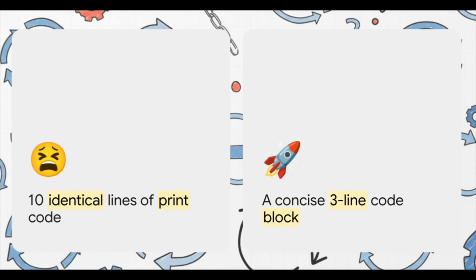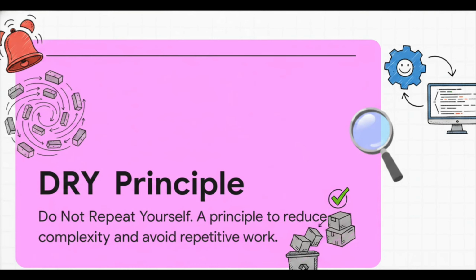But take a look at this concise little 3-line block of code instead. It's called a for loop. It accomplishes the exact same thing, but it does it with such incredible elegance. The whole reason we lean towards that concise approach really comes down to the golden rule of clean coding. It's called the DRY principle. DRY stands for do not repeat yourself.